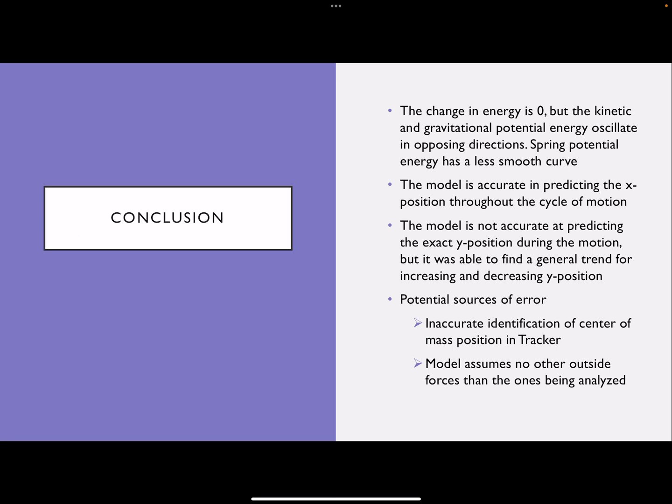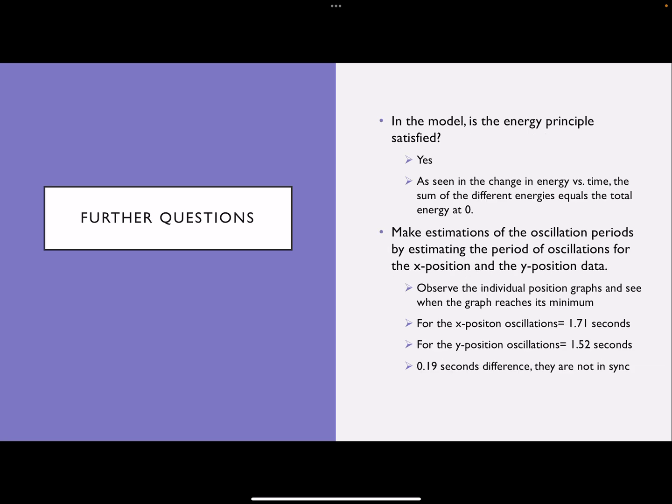In conclusion, the change in energy is zero, but the kinetic and gravitational potential energy oscillate in opposing directions, and spring potential energy has a less smooth curve. The model is accurate predicting the x position throughout the cycle of motion, but not as accurate for the y position, though it was still able to find a general trend for increasing and decreasing y position. Some potential sources of error could be inaccurate identification of center of mass position in Tracker, and the model assumes no other outside forces than the ones being analyzed. So those could have had a dramatic effect on the y position.